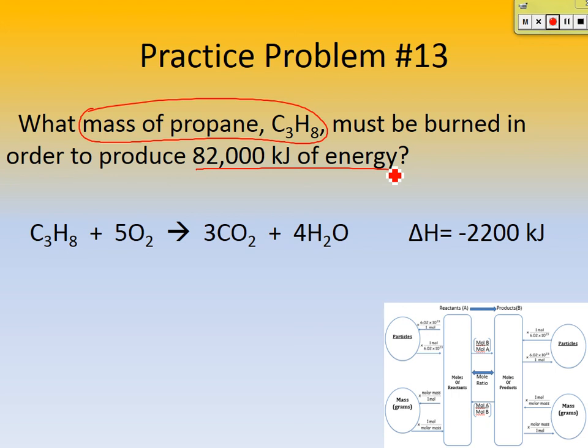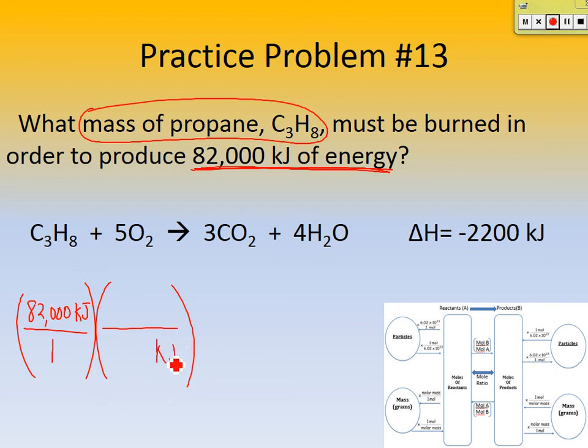Okay, so it is a little bit different. So here's what I would start with. You have to start with what it gives you, 82,000 kilojoules of energy. Put it over 1. Now we're kind of working backwards on this problem. So if kilojoules is on top, we know that we're going to have to put kilojoules on the bottom to get it to cancel out. And so now we have to come up with our own conversion factor here to cancel that out.